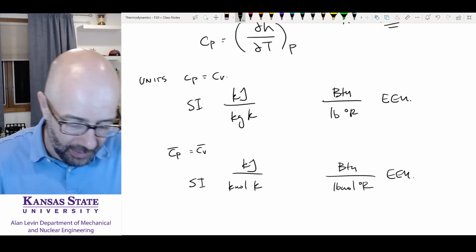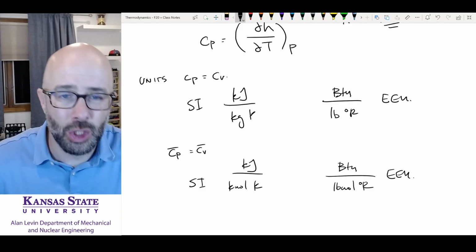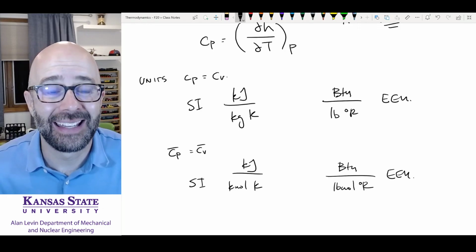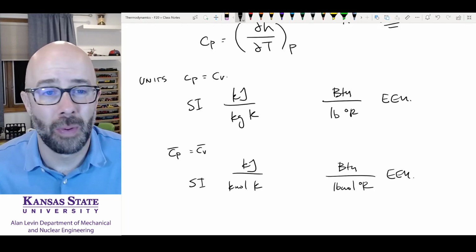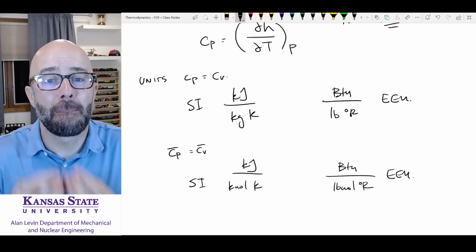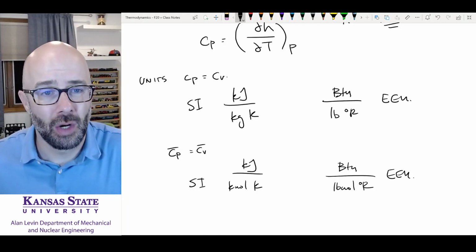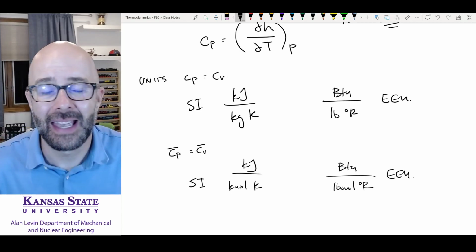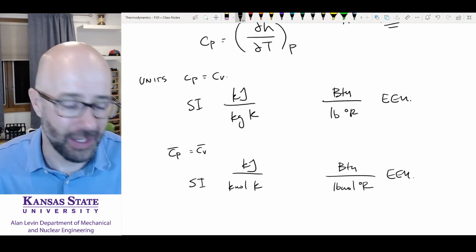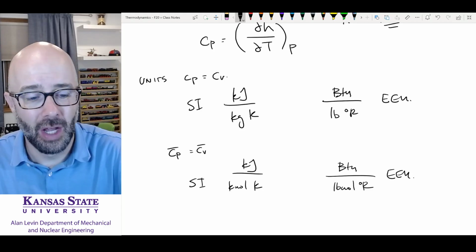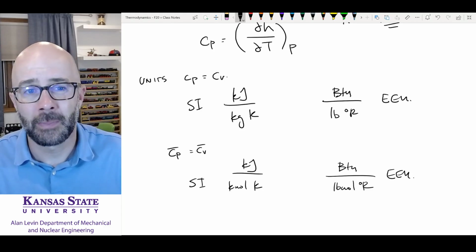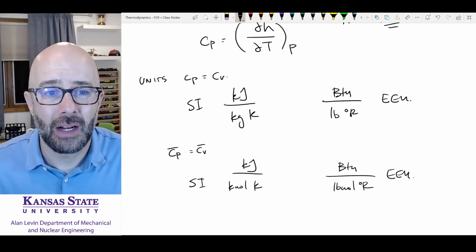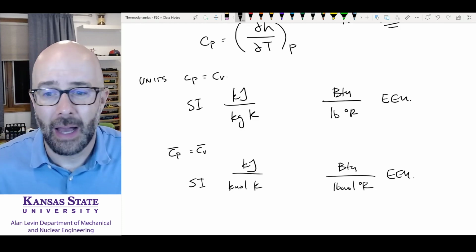Now note here, because we have temperature in the denominator, this could also be kilojoules per kilogram Celsius and BTUs per pound degree Fahrenheit, because we're talking per Kelvin and per Rankine, and the degree Kelvin and the degree Rankine are the same step size as Celsius and Fahrenheit. So those rules still apply when we're talking about our units. Okay, that's where we will end, and we'll come back and talk some more about specific heat.